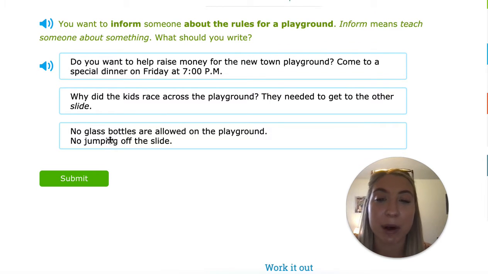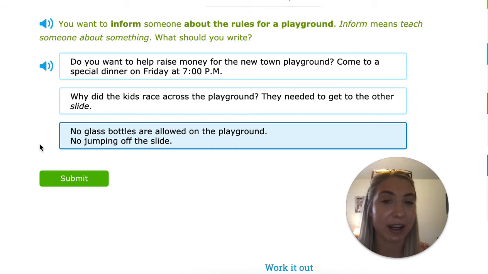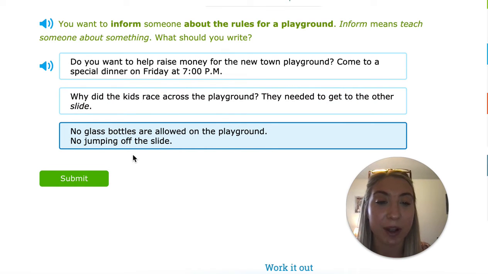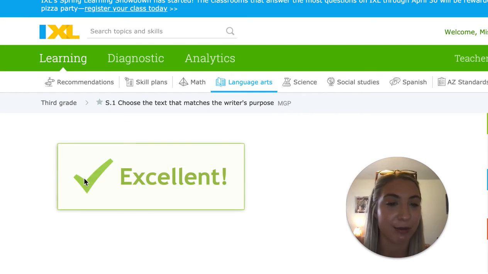So no glass bottles are allowed on the playground, no jumping off the slide. So these are rules that they're telling us about. And we want to pick the one that informs us about rules for a playground. Well, these are the rules right here, no glass bottles, no jumping off the slide. The other is more persuade, and this is to entertain. So this one is informing us of the rules. So let's try another one together.